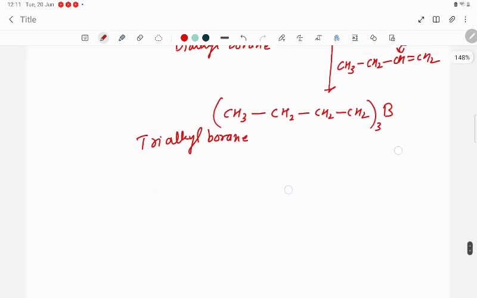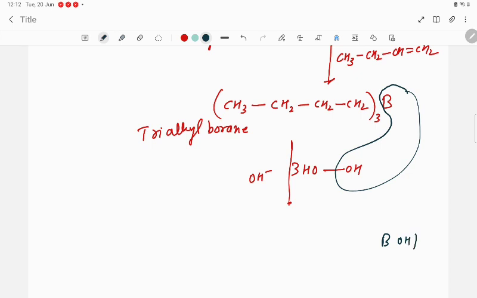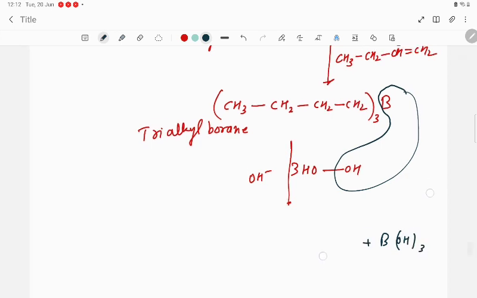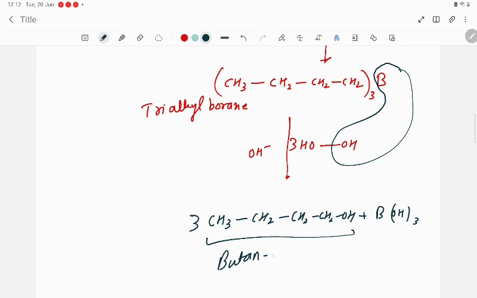Friend, now this trialkyl borane is going to be oxidized in the basic medium by hydrogen peroxide. How many hydrogen peroxide do you need to take? 3. Now, students, this B and OH will be out, so this is B(OH) whole thrice. And what is the left one? Here are 3 molecules of CH3, CH2, CH2, again CH2, and OH. So this is butan-1-ol. The product is butan-1-ol.